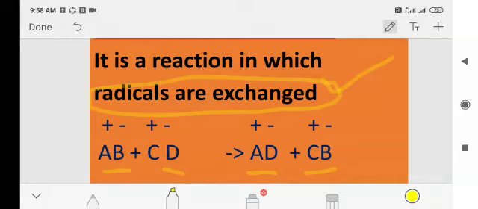So every compound has two particles. The first particle, the positive particle or radical, we call a cation, and the second one we call an anion. So these cations and anions are interchanging their places.